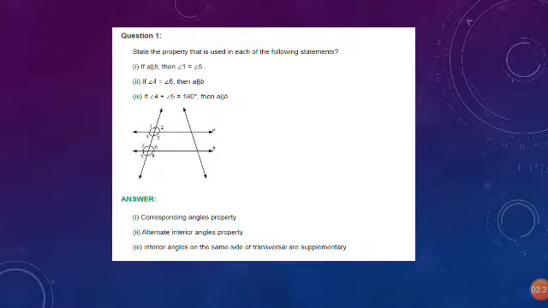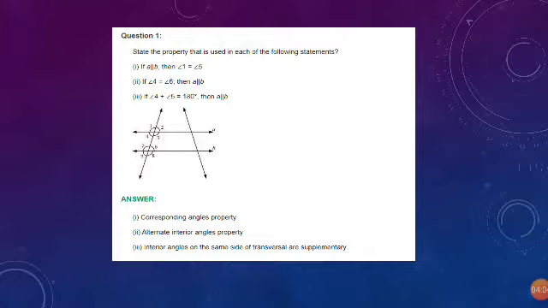Corresponding angles. Then next, angle 4 equals angle 6. So, that is alternate interior angles. Then, angle 4 plus angle 5 equals 180 degrees. Interior angles on the same side of the transversal are supplementary.